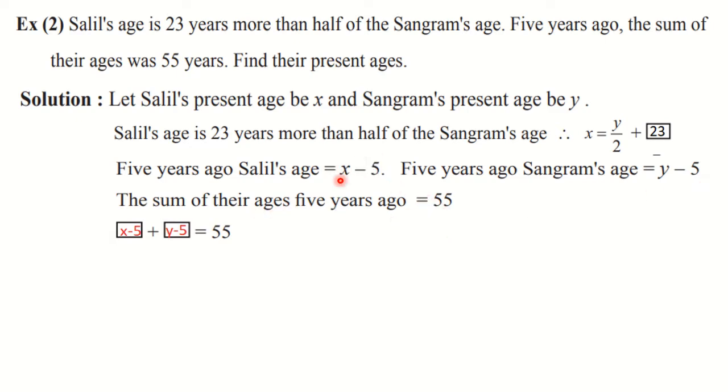So this plus this. See, again there are empty boxes. So you have to write down the correct quantities there. So here you can make use of this. See, x minus 5 here and y minus 5 here. From here only you have to write down the correct quantities. Okay. So x minus 5 plus y minus 5 is equal to 55.